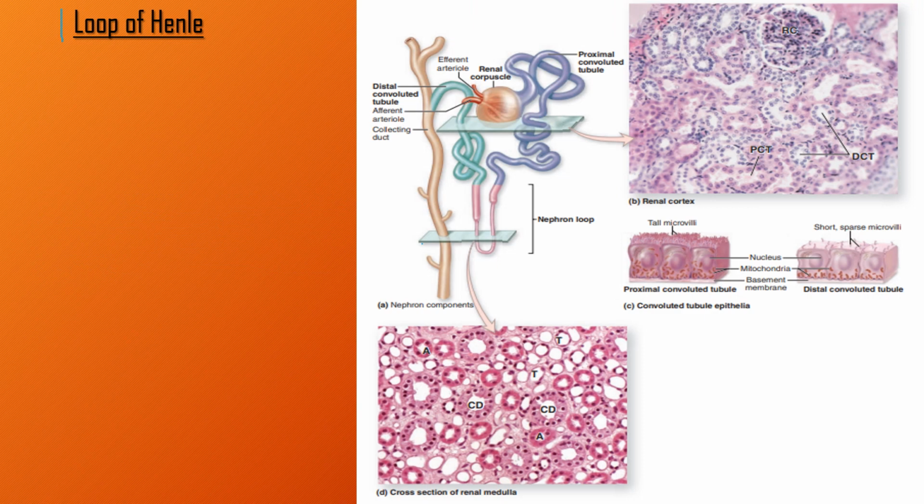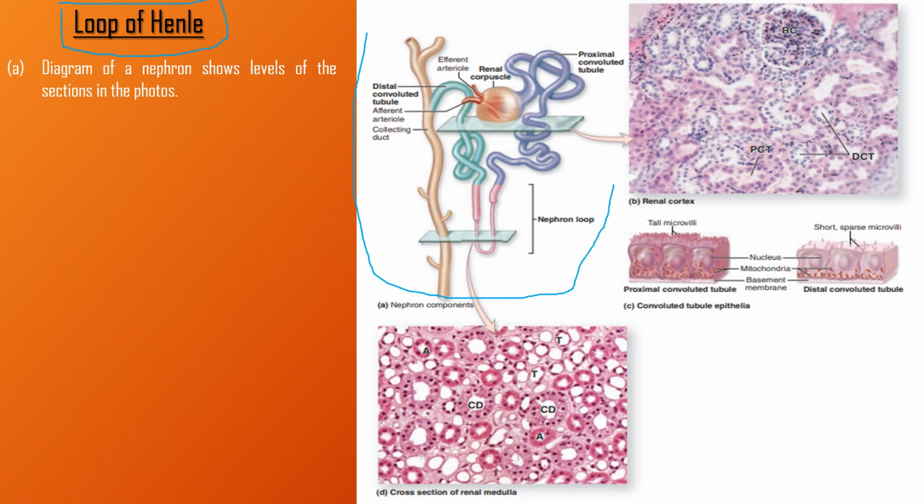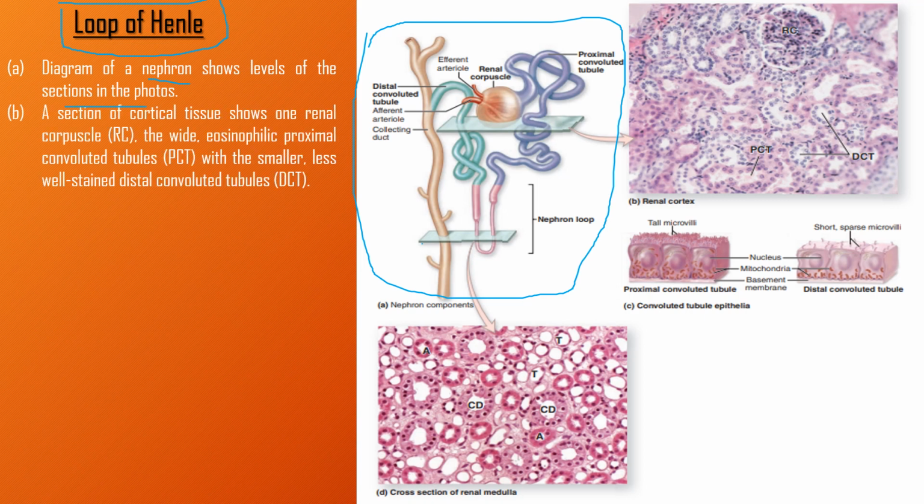Now we'll talk about the loop of Henle. As you can see in this image, it is a diagram of a nephron showing the levels of section in the photos. We take the first section here, a cross section of this part, and magnify it like here.